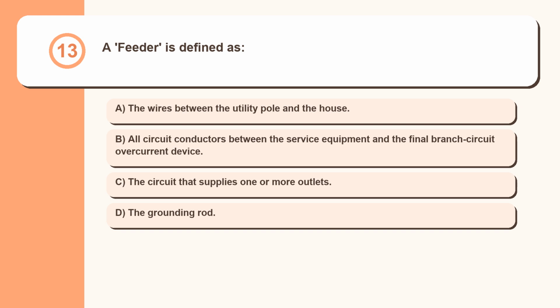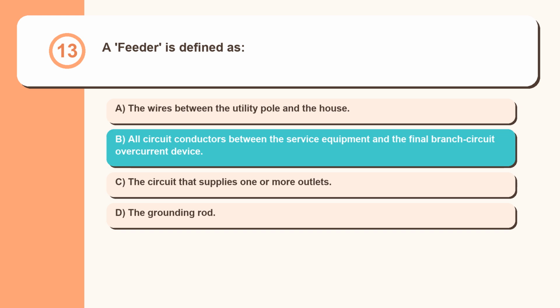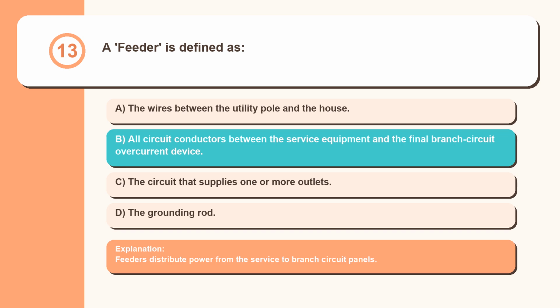Question 13. A feeder is defined as the wires between the utility pole and the house, all circuit conductors between the service equipment and the final branch circuit overcurrent device, the circuit that supplies one or more outlets, the grounding rod. Feeders distribute power from the service to branch circuit panels.